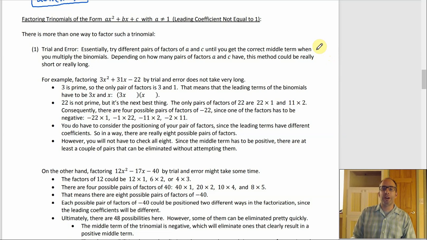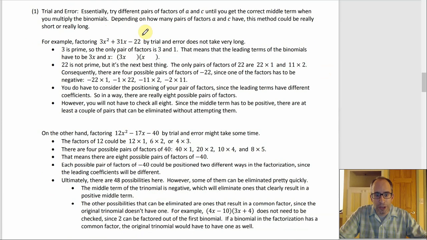But then you go, well, what if A was like 24, which has a whole bunch of different factors. And then C was something like 60. That's going to take a long time, potentially, unless you get lucky. But what I've got here, this one that I said doesn't take very long, that's because 3, the coefficient of the x squared, so our leading coefficient, is a prime. So when you factor it, it would have to be with a 3x and an x, like it says there. And then 22 doesn't have a lot of pairs of factors, right? It's 22 and 1, and then 11 and 2, and that's it.